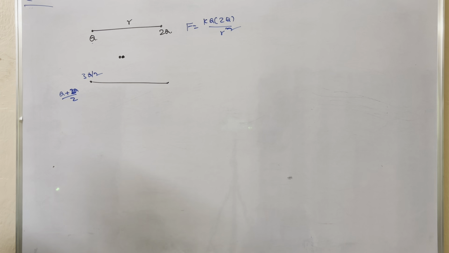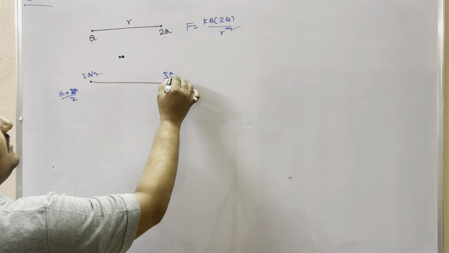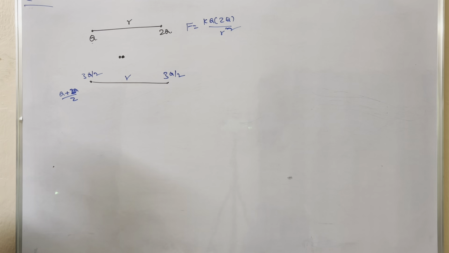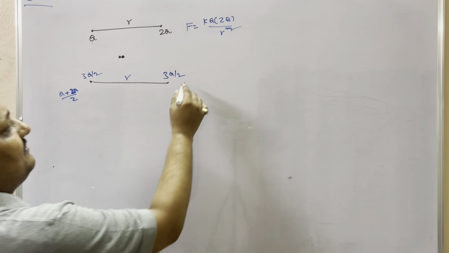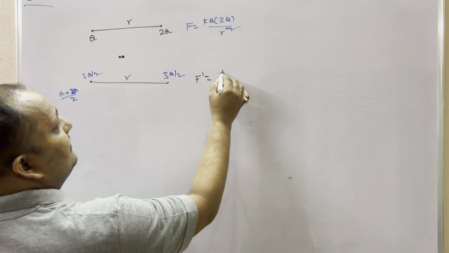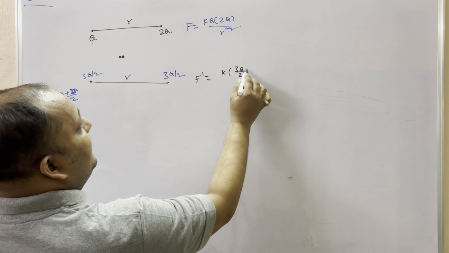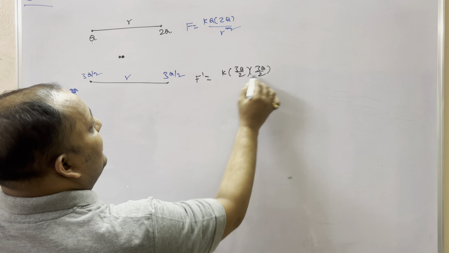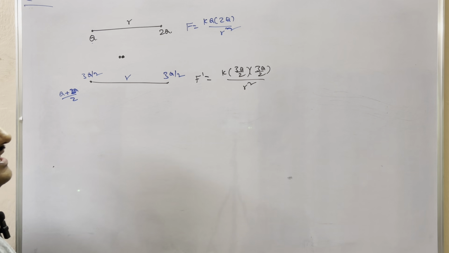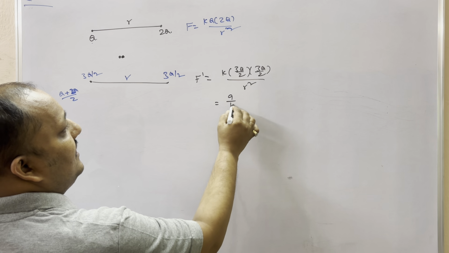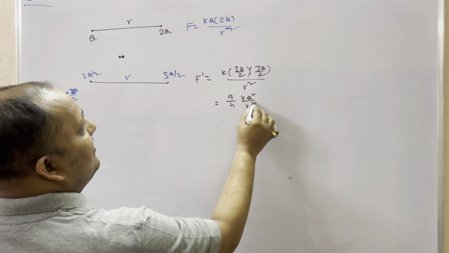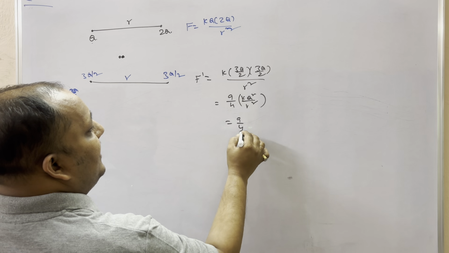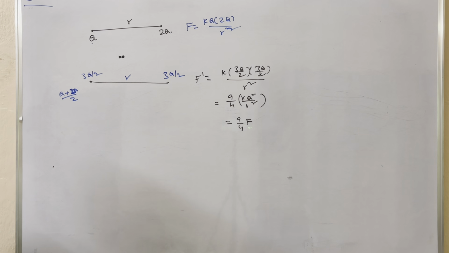3q by 2. This is also 3q by 2. Now separation is r. Now what is the force between them? F dash is equal to K into 3q by 2, 3q by 2 divided by r square. So 9 by 4 kq square by r square. So 9 by 4 F you are going to get.